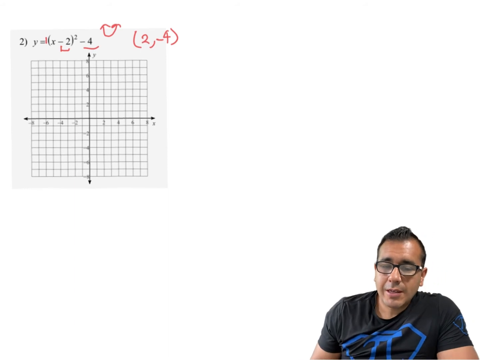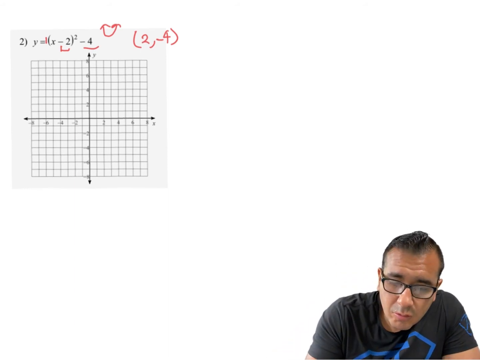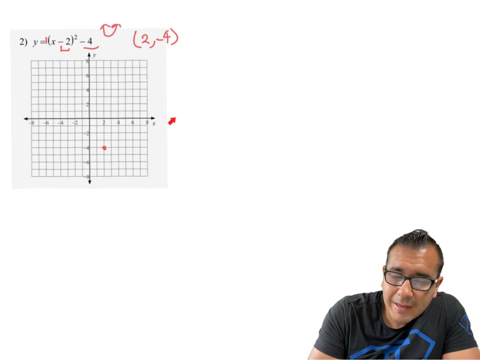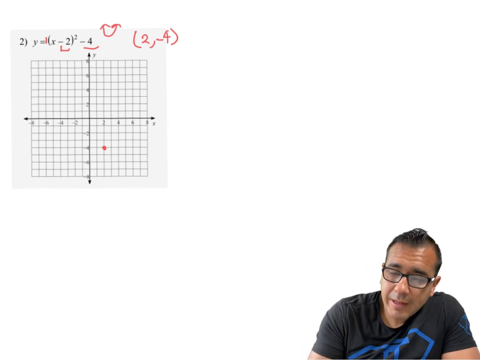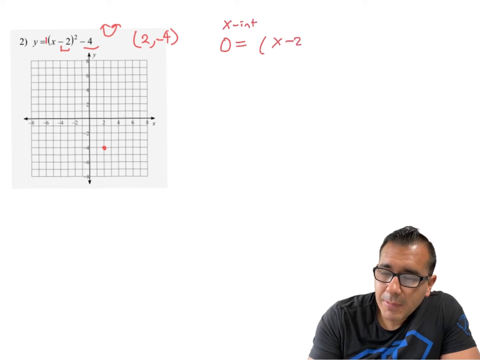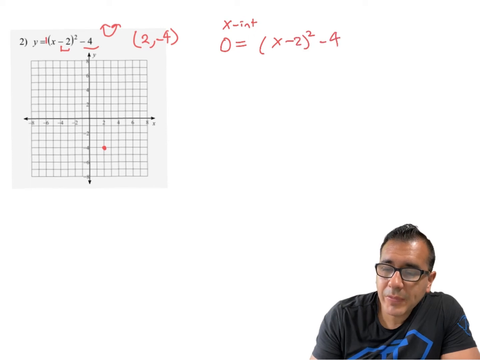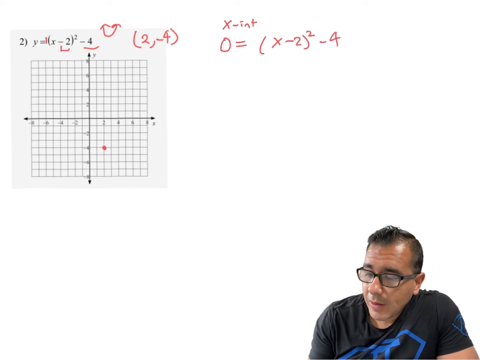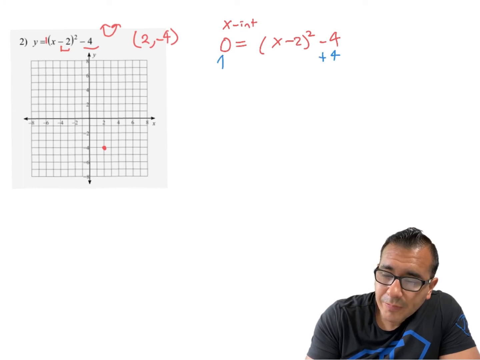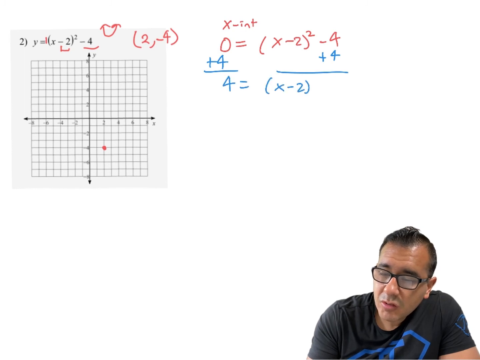All right, so let's go ahead and plot the 2, -4. So it's down here and it's gonna open upward. So that means we are gonna cross the x-axis. So to find out where it crosses, all you do is set y equal to 0. So this is gonna help us find our x-intercept. So we get x - 2 squared - 4. So let's solve this. Add 4, because we're trying to get the square by itself. So we get 4 equals x - 2 squared.